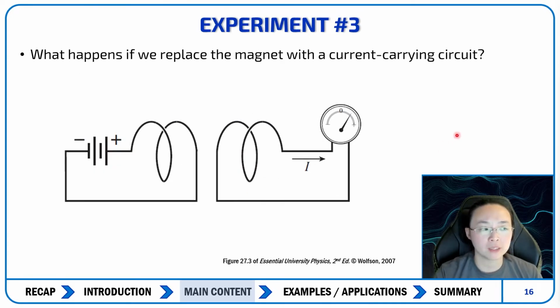In the third experiment, what happens if we replace the magnet with a current-carrying circuit? We have to understand that a current-carrying wire will generate a magnetic field. So if we move the coil towards another coil that's stationary, it will induce a current in this coil as well, because the one on the left will create its own magnetic field.